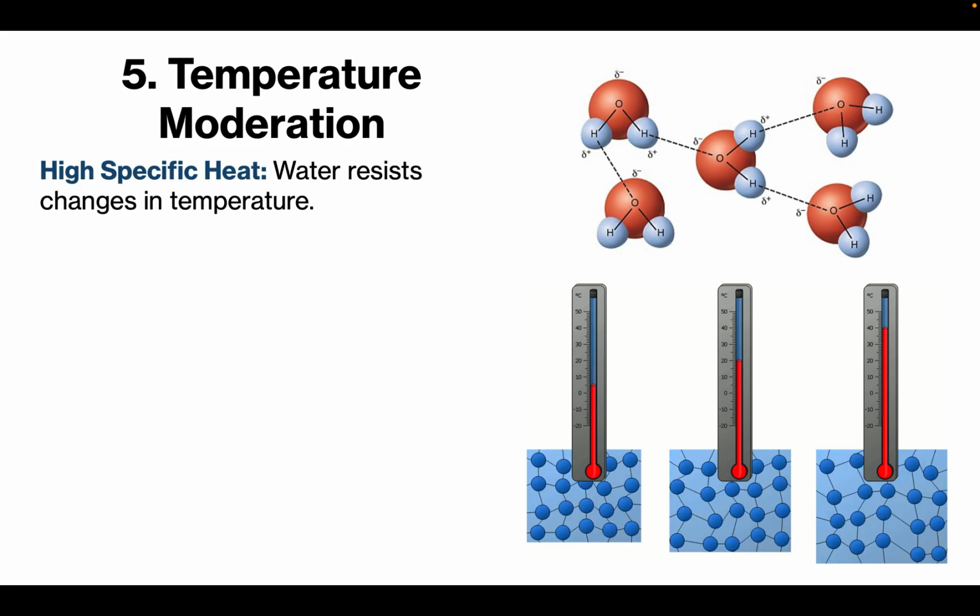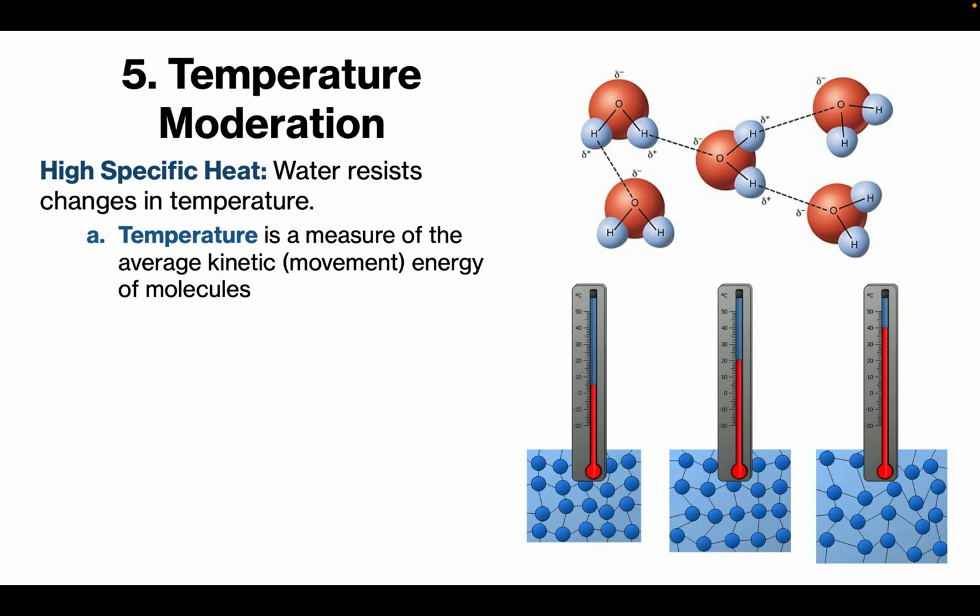Moving on to temperature moderation, water has what we call a high specific heat. In other words, it resists changes in temperature. So to understand that, we should define temperature. Temperature is just the average kinetic or movement energy of molecules. Let's look at this diagram at the bottom right.